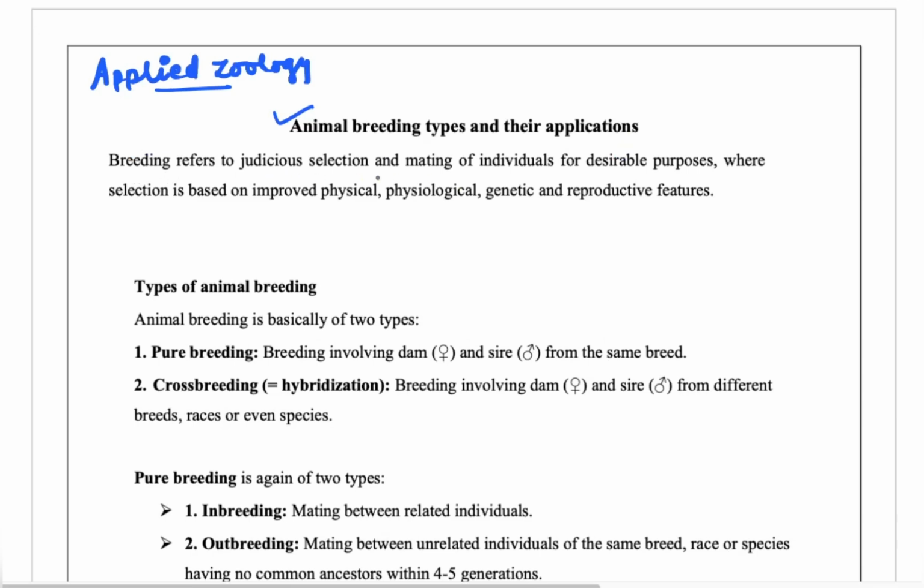Breeding refers to the selection and mating of individuals for desired purposes, where selection is based on improved physical, physiological, genetic or reproductive features. So basically, during animal breeding we select species and breed them together in different manners to get the desired product, right? To improve animal products, the quality or the quantity, we basically do that. Okay? So here we are concerned with the breeding types and their application as well.